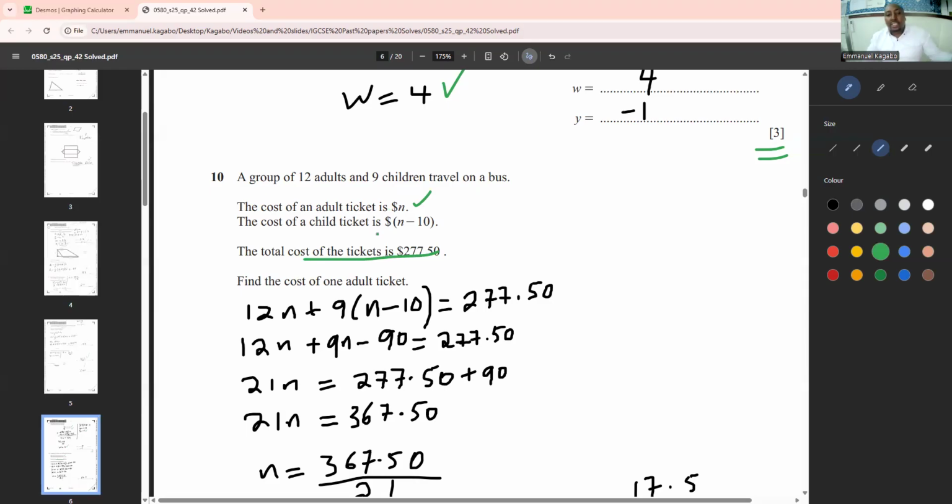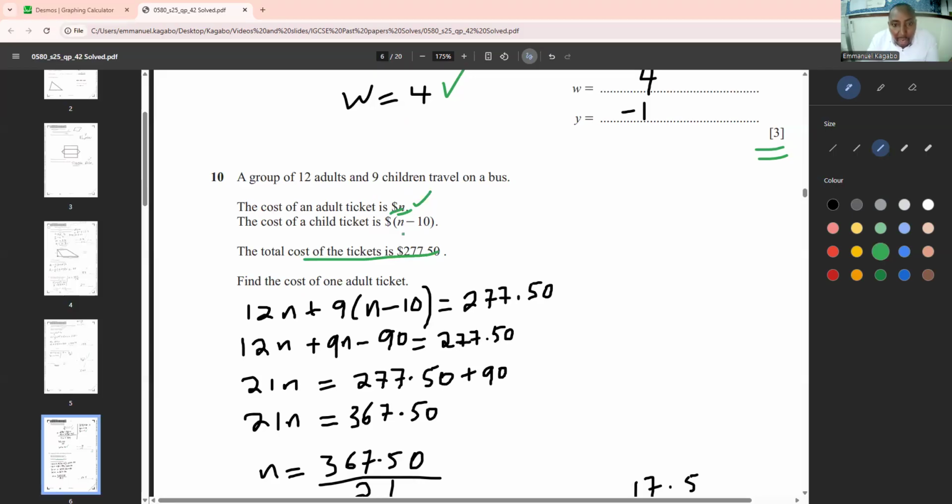Okay, now that's the total cost of how many people? 12 adults and 9 children. So if I get 12 times the cost of one ticket, I'll get the total cost of adults. So that's why I got 12 times n, because n is the cost of one.